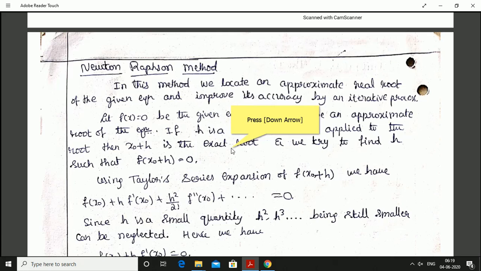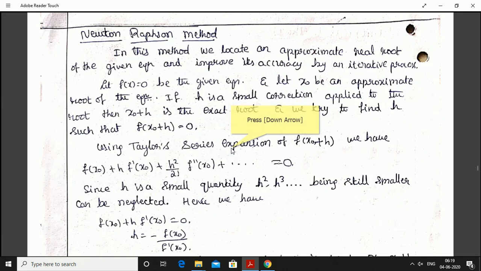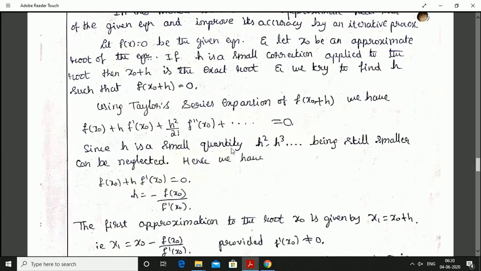X naught be an approximate root of the equation and h is a small correction applied to it. Then x naught plus h is the exact root and we try to find h such that f of x naught plus h is equal to 0. How to find this h? There are many methods. Here we are using the Taylor series method.